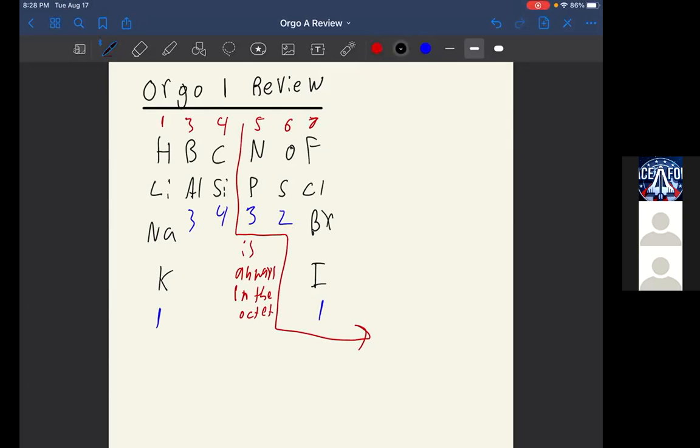And as you go down this way, the atom becomes larger, and as you go to the right, the atom becomes more electronegative. And that plays a role in stability. That makes sense to everybody? You guys remember all that?